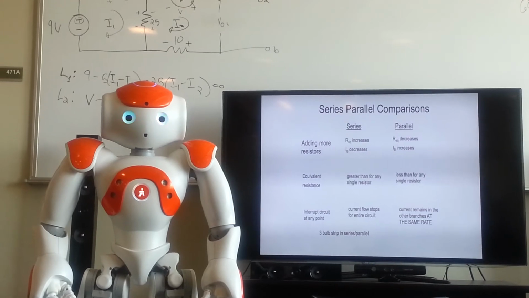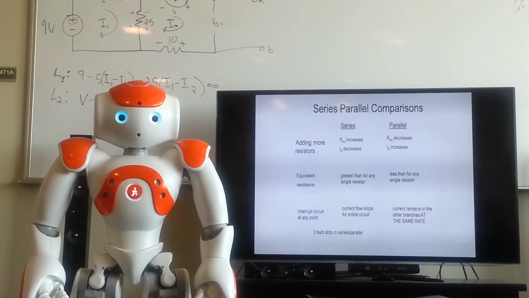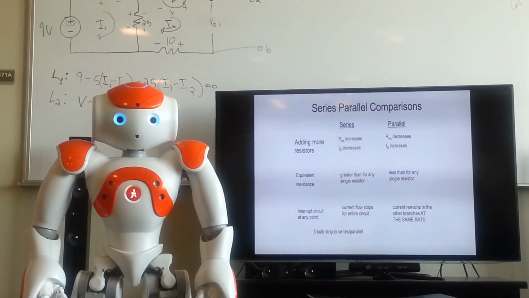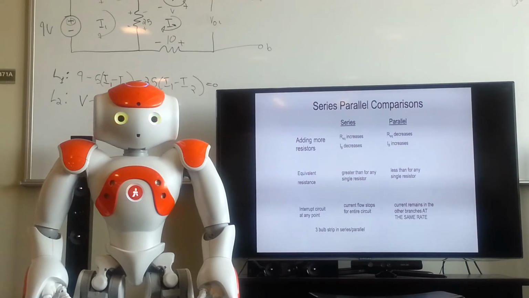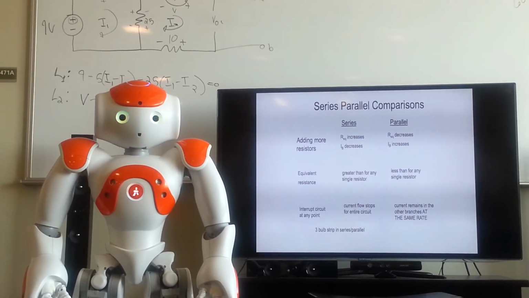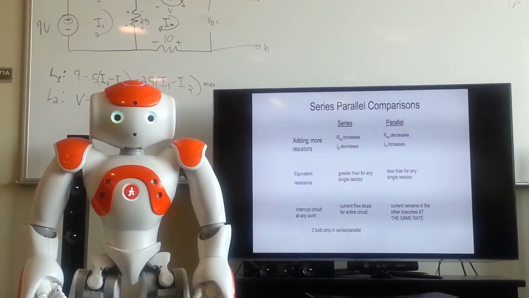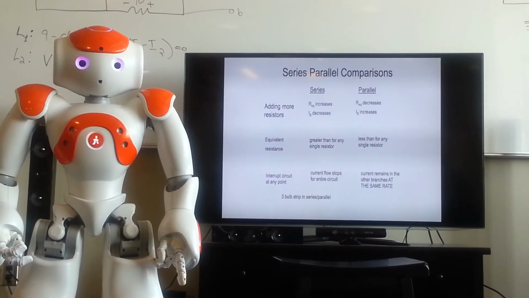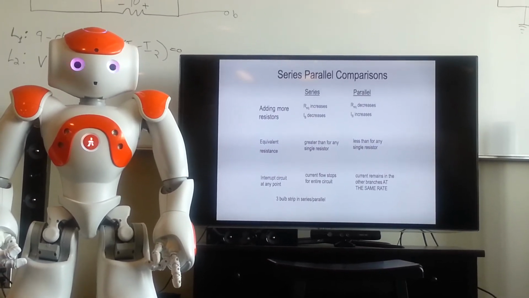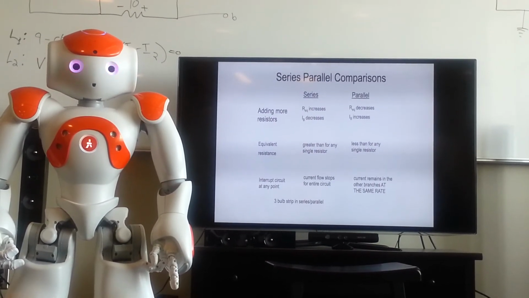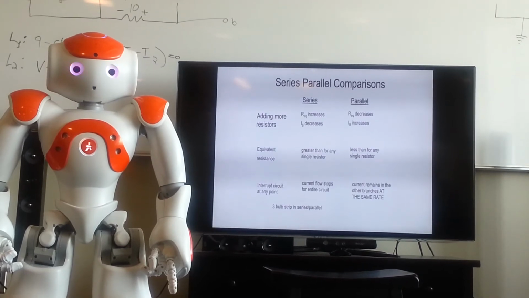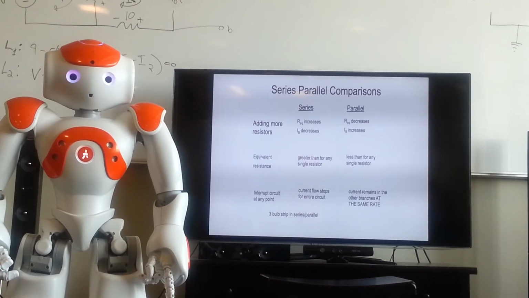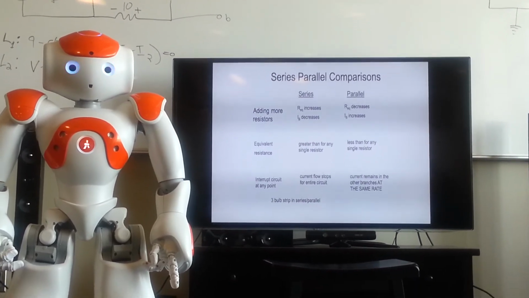Adding more resistors in series is like placing a smaller pipe into the branch and will increase the resistance and decrease the current. Adding another resistor in parallel acts as a pressure release valve. It decreases the resistance while increasing the total current. The next row is talking about the resistance of the whole network as compared to a single resistor. The resistance of resistors in series is greater than the resistance of any individual resistor in the network. The resistance of resistors in parallel is less than the individual resistor with the smallest resistance.